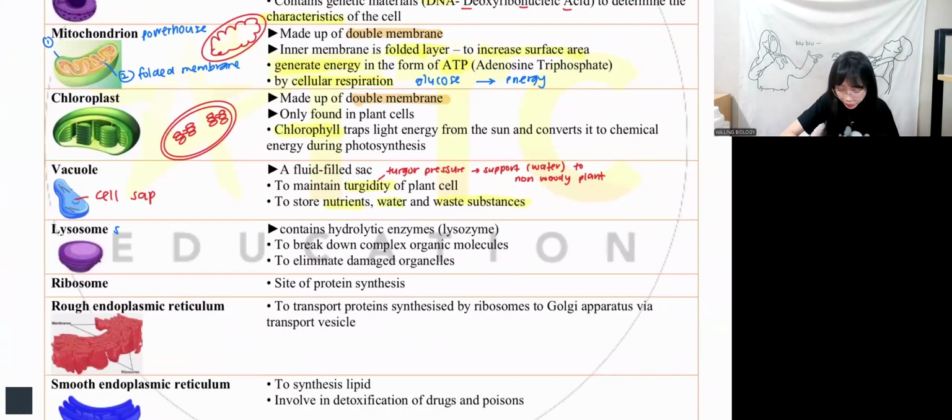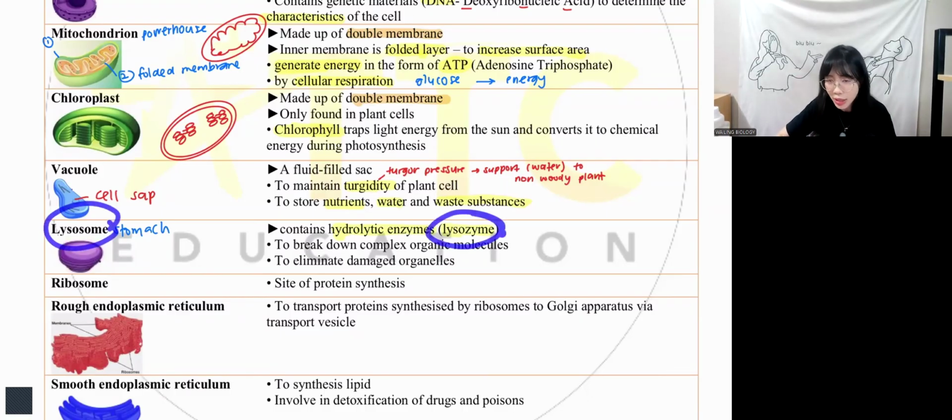Okay, next, lysosome. Lysosome is like your stomach. Okay, what is the function of a stomach? It's to digest food. How do we digest food? By using enzyme. So lysosome will secrete an enzyme called hydrolytic enzyme or lysozyme. You can write either one, guys. But if it's me, I would choose to write lysozyme because it's easier. Lysozyme, secreted by the lysosome. It's like a stomach. It is to break down food.